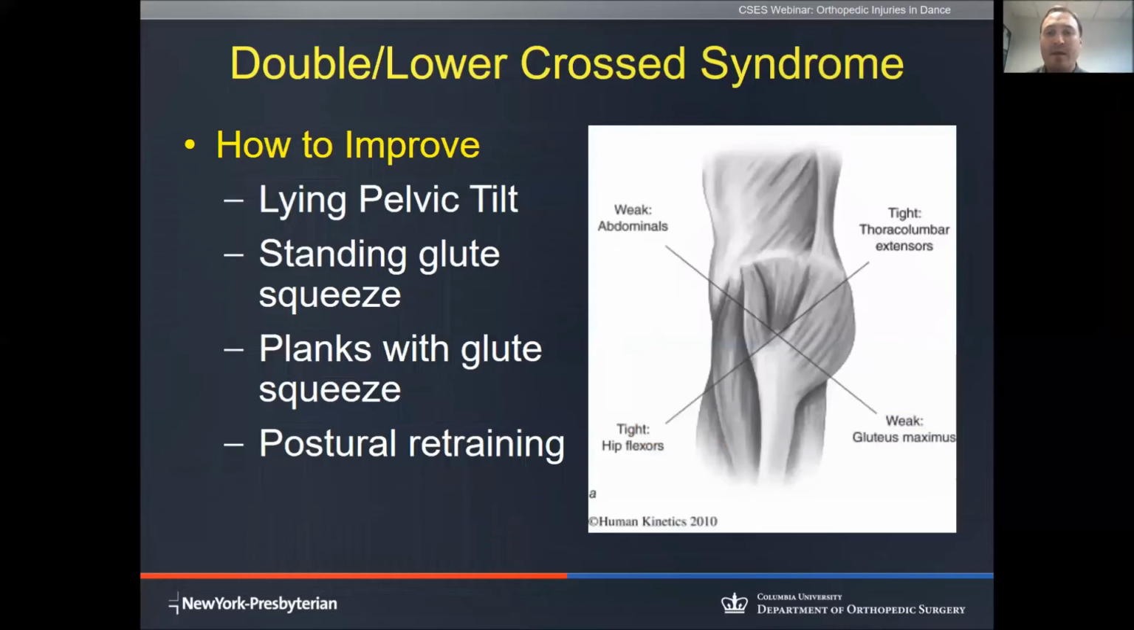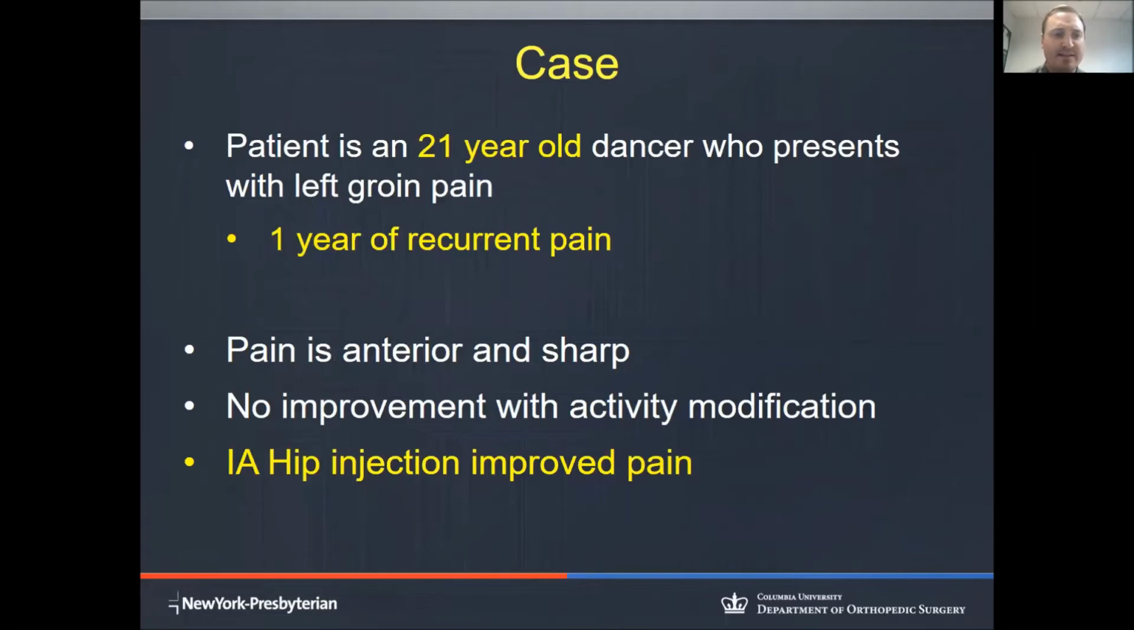Additionally, being on the lookout for lower cross syndrome, in which there's weak abdominals with weak gluteus maximus, but tight hip flexors and tight thoracolumbar extensors, can also put these athletes at risk. And I just want to finish up here with a case. I know this is one thing that I get asked all the time, is trying to get a sense of what actually goes on in athletes who fail non-operative care.